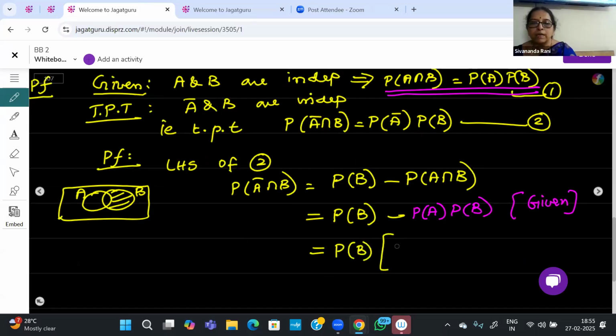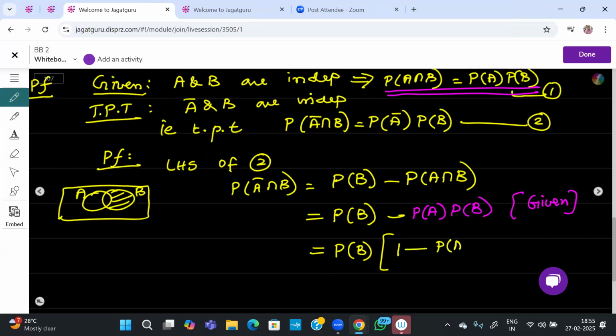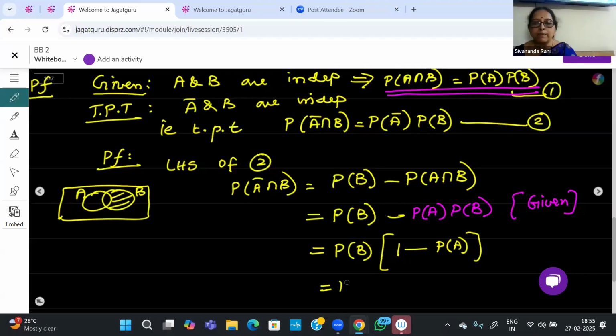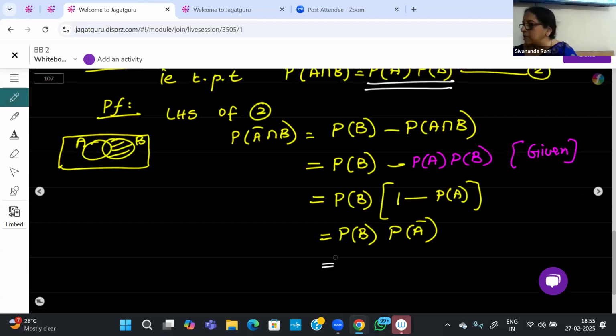What is coming? The first term, 1 is coming. 1 minus P of A. Minus P of A is coming. What is 1 minus P of A? The complement of A. That's nothing but A bar. Okay. So did I come across the right-hand side now, the right-hand side of 2? I took the LHS of 2 and in the process, I've come across the RHS of 2. So is 2 proved? Yeah, hence we have proved 2.